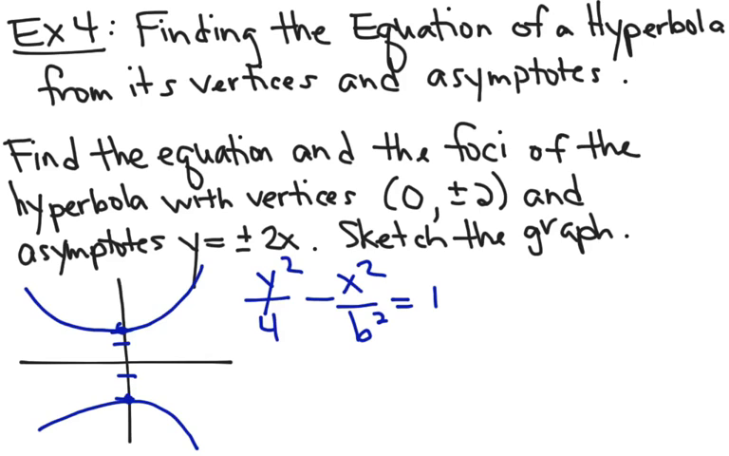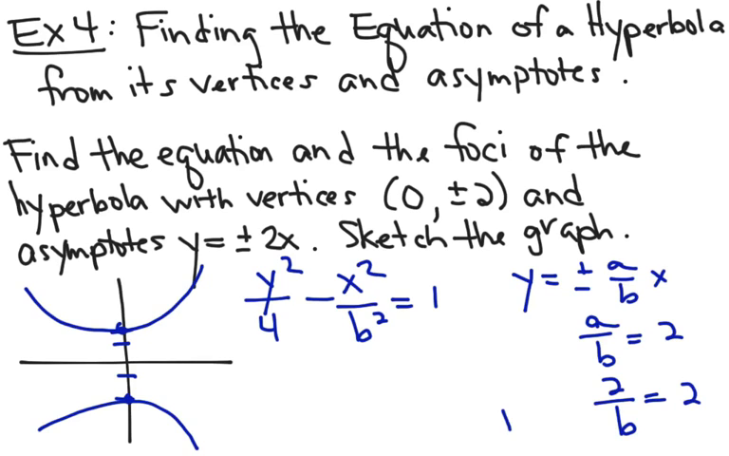But they did give me the asymptote, and I know that the asymptotes for a hyperbola that opens up and down are plus or minus a over b x. Well, if this hyperbola has the equation for an asymptote plus or minus 2x, that must mean that a over b equals 2. Well, I already know what a is. A was 2. So 2 over b equals 2. So b must equal 1. Alright, so now I can come back over here and replace b squared with 1. So the equation of the hyperbola is y squared over 4 minus x squared over 1 equals 1.